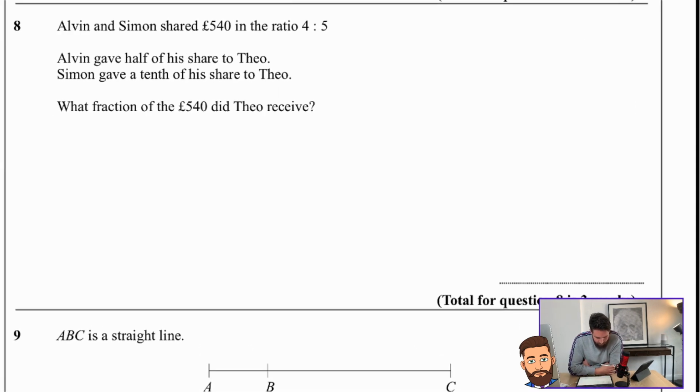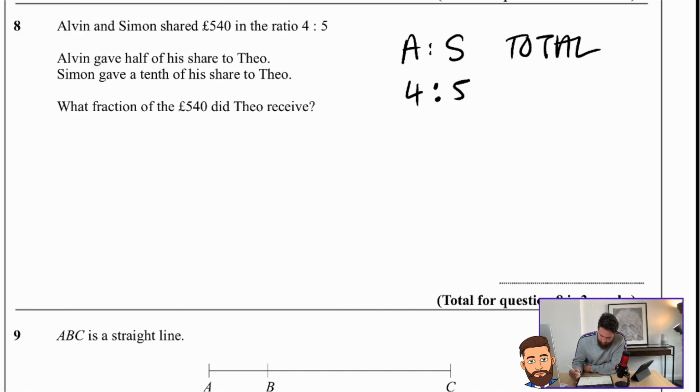So Alvin and Simon shared £540 in the ratio 4 to 5. So Alvin and Simon share the ratio 4 to 5 with a total of 9 parts. They're sharing 540. So you should ask yourself, where does that go? Does it go under Alvin? Does it go under Simon? Or does it go under total? Clearly, it goes under total, 540.